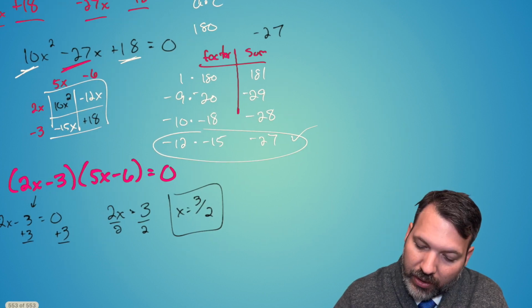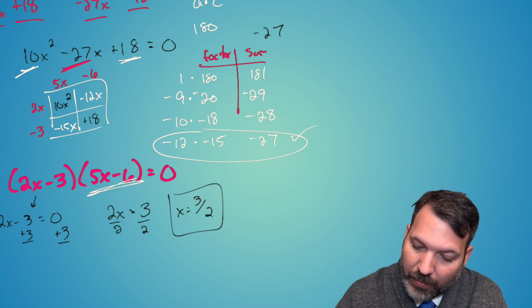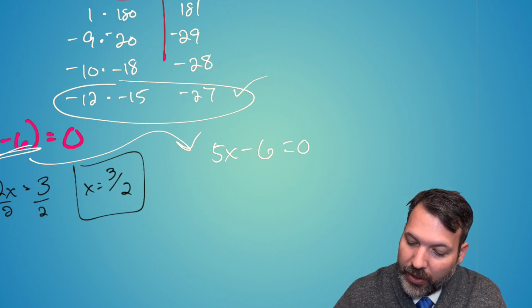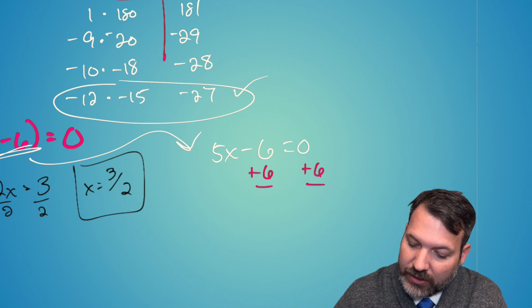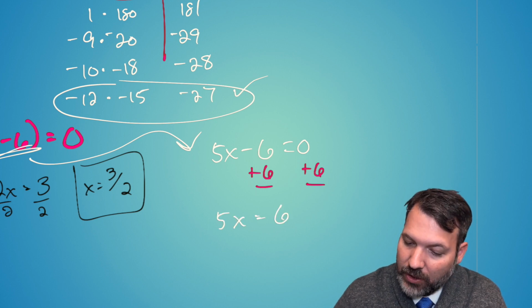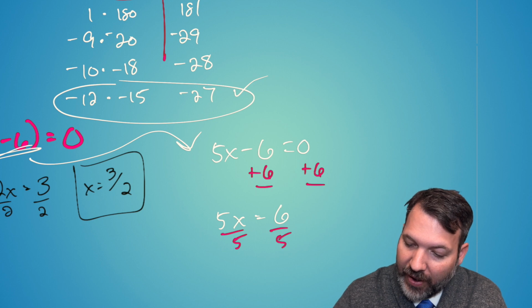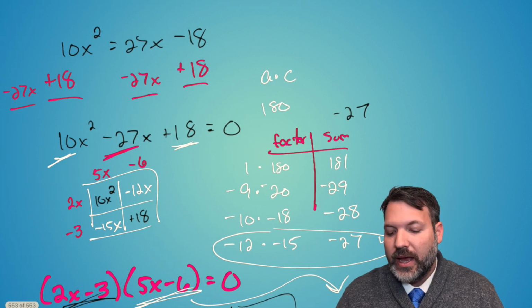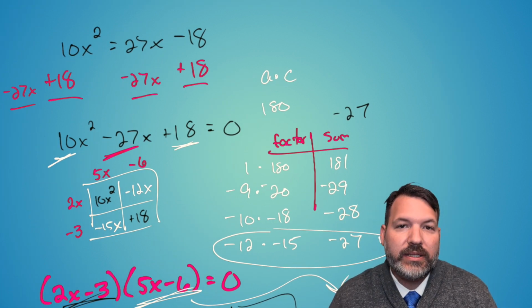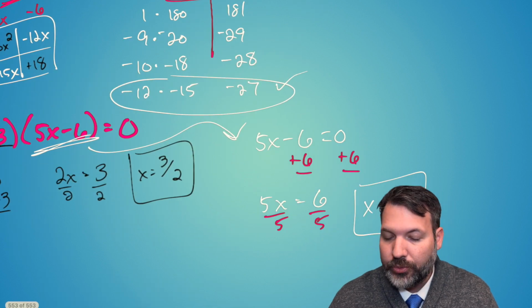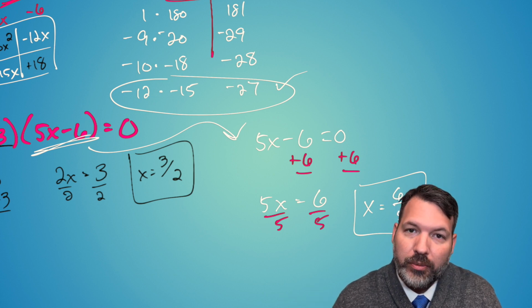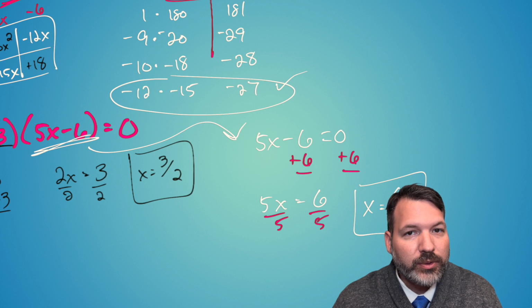Kind of running out of room here, but let's do the same thing for the other factor, 5x minus 6. Where would 5x minus 6 be equal to 0? Well, again, you might recognize we need to add 6 to start isolating the x term. 5x equals 6, divide by 5, and we get our other solution at 6 over 5. And so this original equation, 10x squared equals 27x minus 18, has two solutions, one at the fraction 3 over 2 and one at the fraction 6 over 5. That is using factoring to get our trinomial into factored form and then using the zero product property to actually solve where those individual factors equal 0.